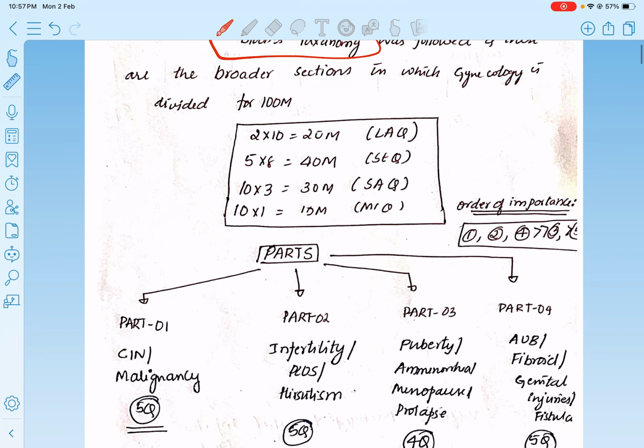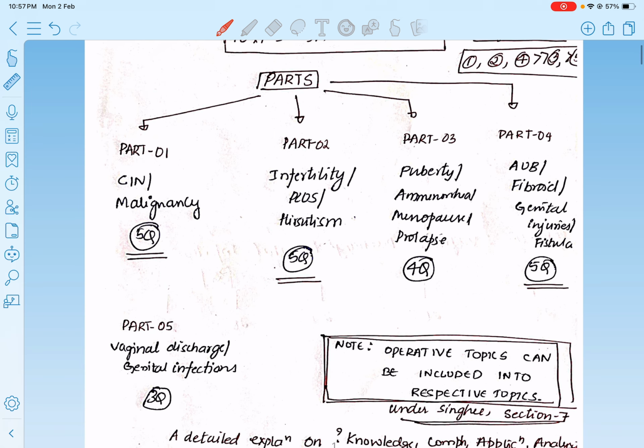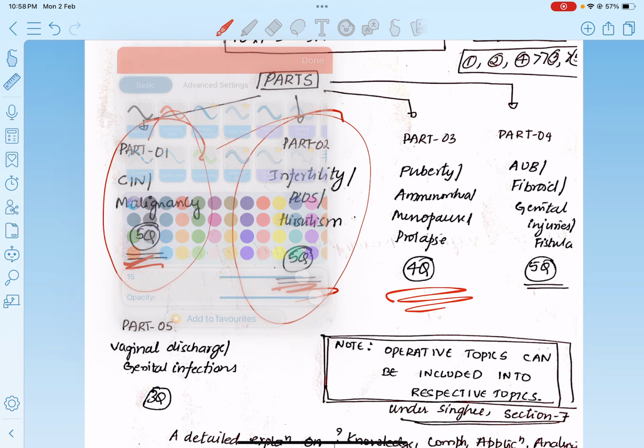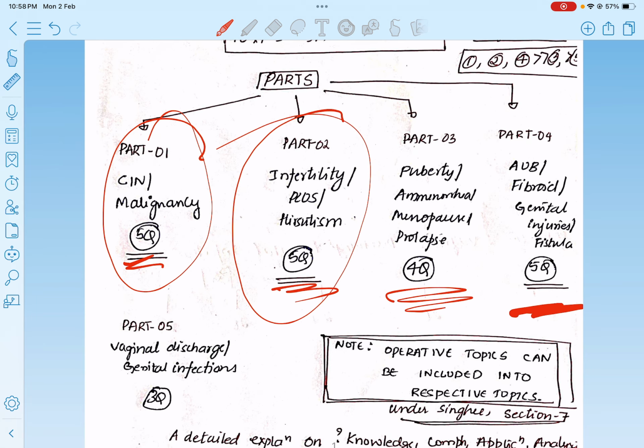So basically we'll jump into the 5 parts the university has given. I have arranged them in order based on the number of questions asked. The maximum number of questions is asked in part 1 and part 2, that is the CIN or malignancy part and infertility and PCOS. Then you have puberty and menorrhagia. Then it's mostly about genital injuries. Then the vaginal discharge and infection part.